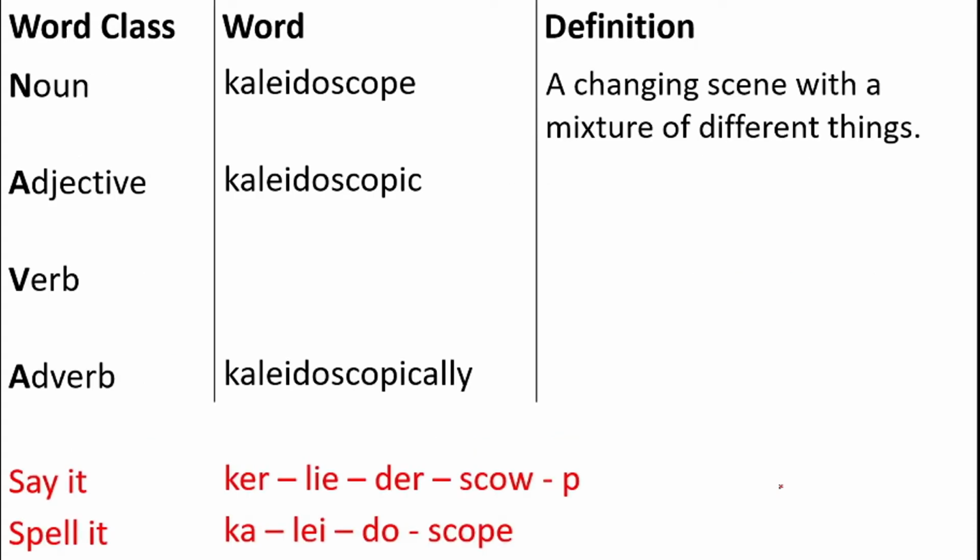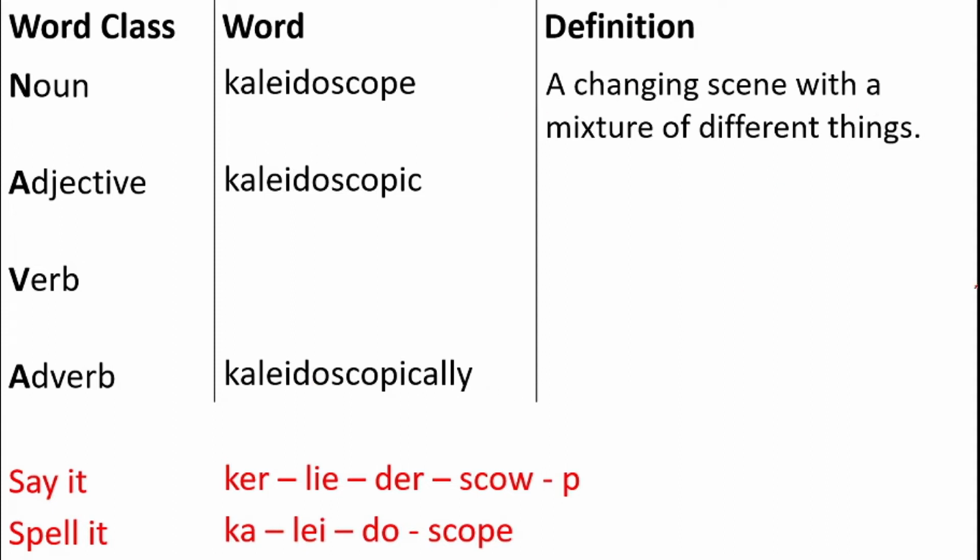Right then, our next word is kaleidoscope. So I'll let you repeat that a few times. Kaleidoscope. And we have 2 different forms of that, which is an adjective, which is kaleidoscopic, and an adverb, which is kaleidoscopically.